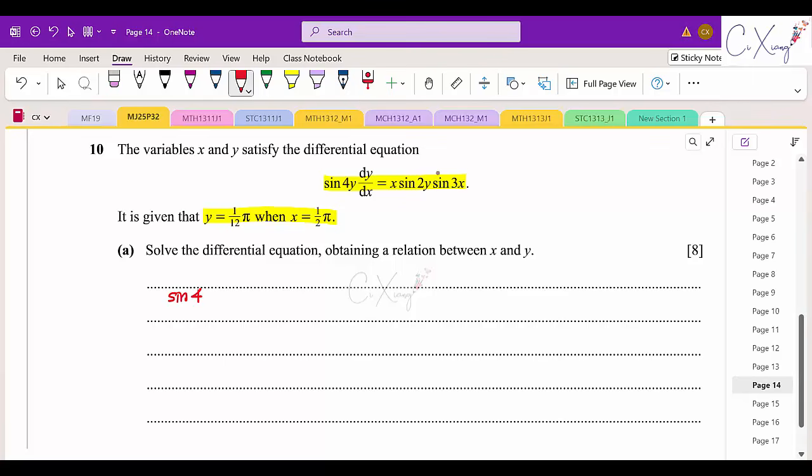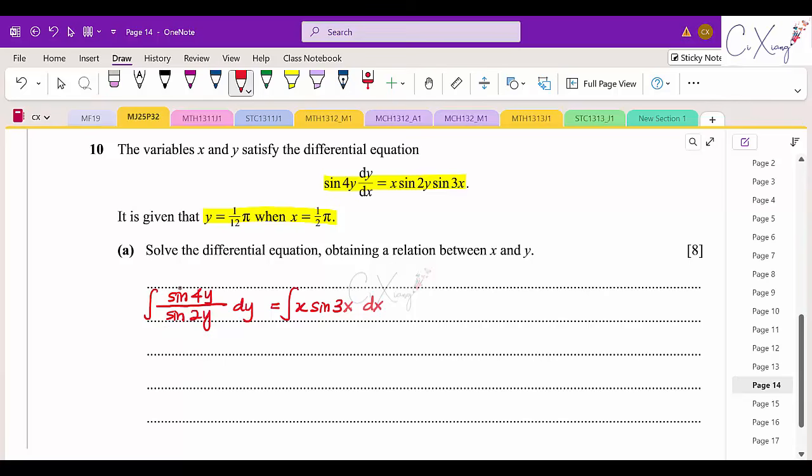I have sine 4y originally, then I want to divide it by sine 2y, because on the right hand side originally I'm having sine 2y also. So I bring it over, it becomes divided, then keep the dy. Then the dx I bring to the right hand side, and if I rephrase it, it becomes sine 3x multiplied with x, multiplied with dx. From here you can see very clearly that we have successfully separated our variables. Then let's start the integration.